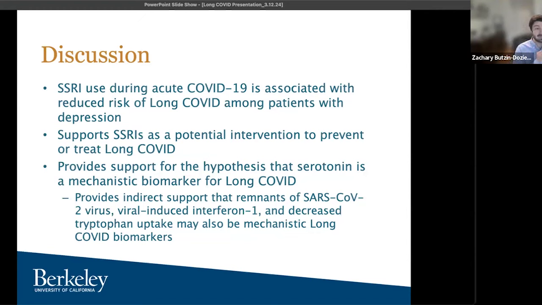So all of these processes could be potential mechanistic biomarkers, which means that we could either intervene on those to prevent or treat long COVID, but we could also maybe measure those to detect long COVID.